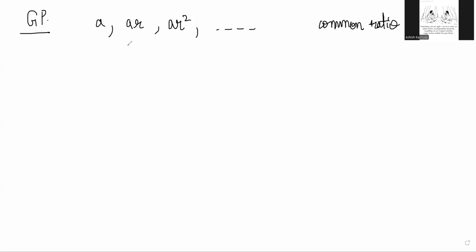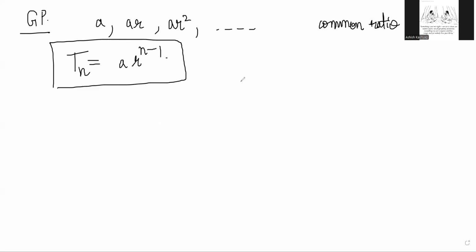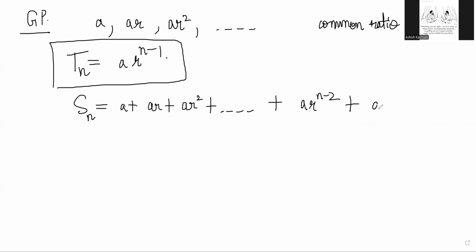So in this GP sequence, you get Tn is going to be A R power n minus 1, right? Yes, sir. And similarly, you have to derive the sum of a GP. So if you do sum of a GP, it is A plus AR, sum to n terms, AR squared till A R power n minus 2 plus A R power n minus 1.